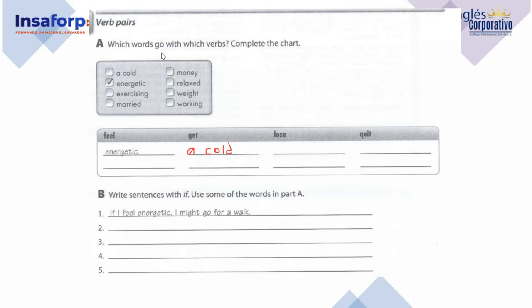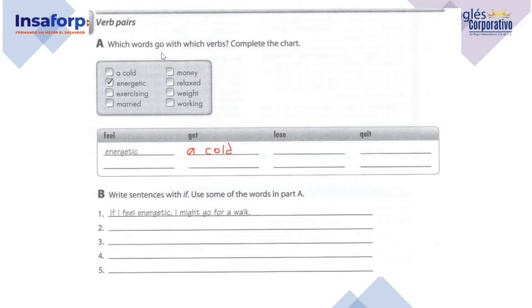I can buy a new dress. That is correct. Very good. If I have free time, I will have relaxed. It's correct. Maybe you can say, I will be relaxed.